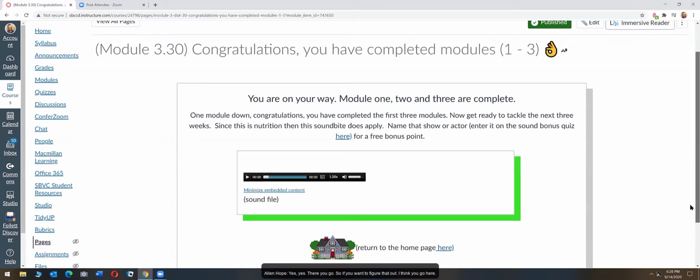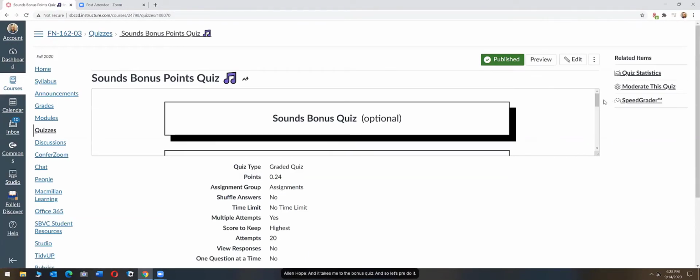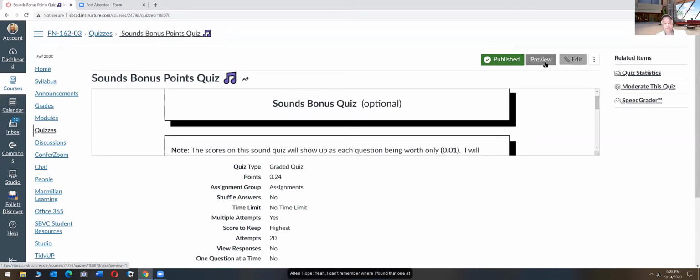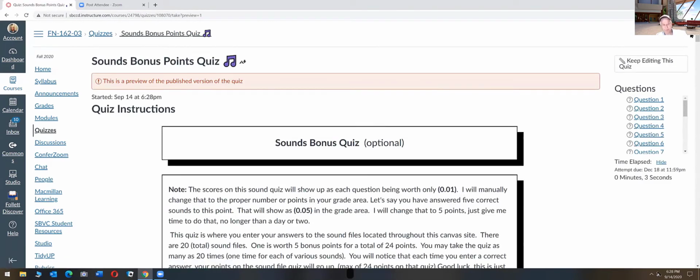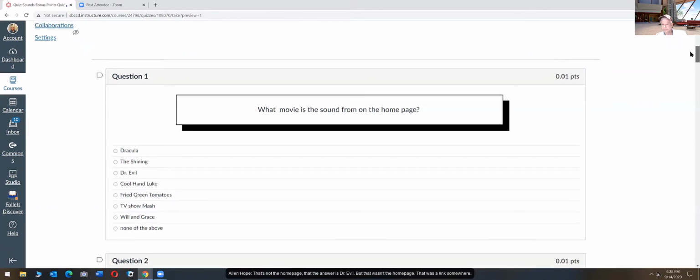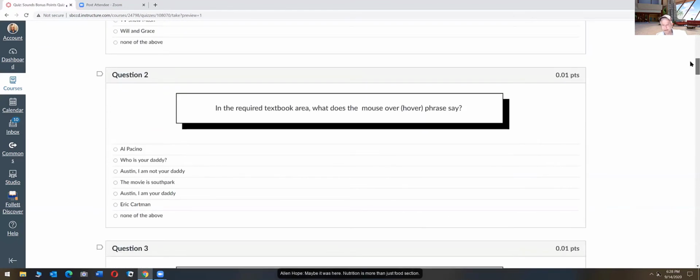Oh, Dr. Evil. Yes, very good. So once you figure that out, I think you go here, a free bonus point, and it takes me to the bonus quiz. And so let's preview it. Yeah, I can't remember where I found that one at. That's not the home page. The answer is Dr. Evil, but that wasn't the home page. That was a link somewhere.